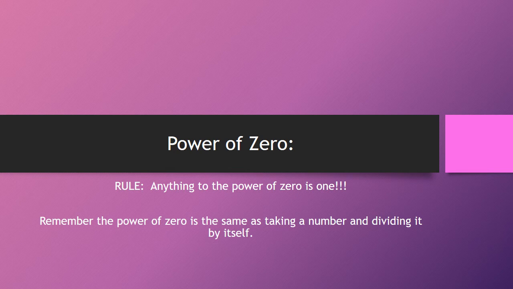So here's the rule, and I'd like for you to write this down somewhere. If you need more time, you can always pause me here. For our power of 0, our rule is anything to the power of 0 is 1. Remember that the power of 0 is the same as taking a number and dividing it by itself. Now, we don't really have to show any work for these problems, but I'm showing you that dividing a number by itself always equals 1. But once you know this rule, you can just use this rule. Anytime you see any number to the power of 0, your answer is going to be 1.